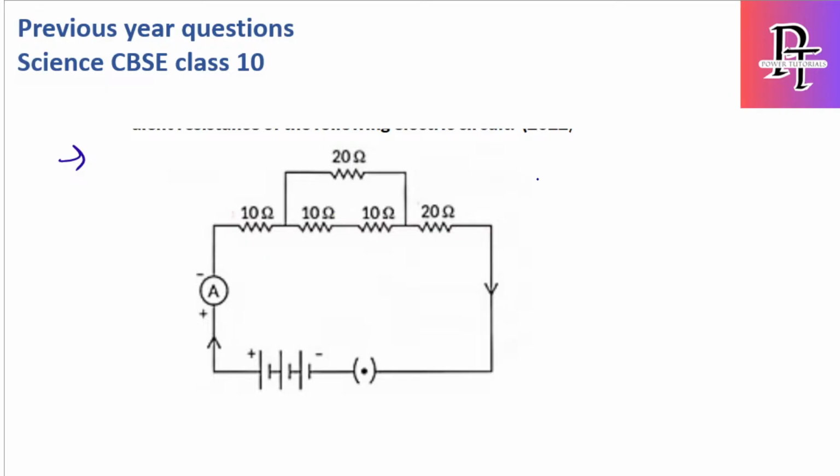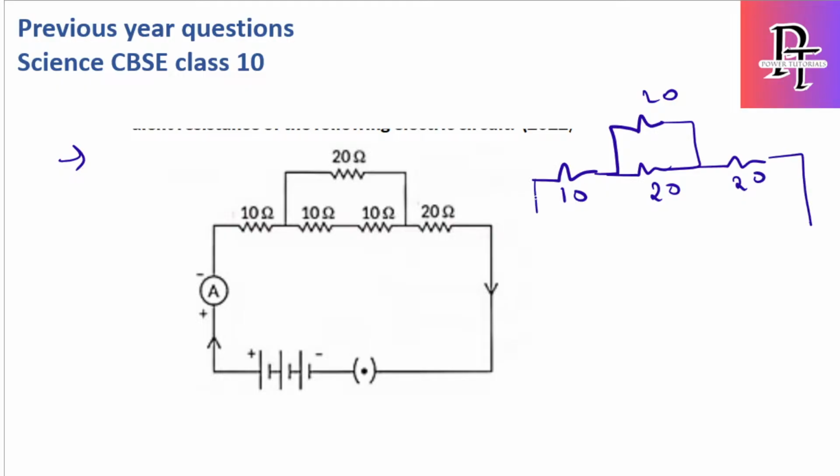So this circuit I will first draw it as 10 ohms, and then this is 20. 10 and 10 in series, this becomes 20, and then we have 20 here, and so on. Then again this is 10. So 20 and 20 are in parallel, that is 1 by R is equal to 1 by 20 plus 1 by 20, which is nothing but 2 by 20. 2 by 20 is 1 by 10, so R will be equal to 10.